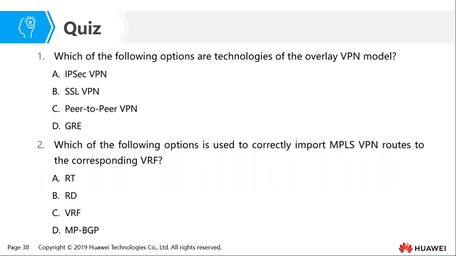Okay. Generally, traditional VPN models are overlay VPN and peer-to-peer VPN. Those are the two VPN models, overlay and peer-to-peer. Overlay VPN models can be created using IPsec VPN or SSL VPN or GRE, or you can combine GRE and IPsec. So the answer here is A, B, and D.